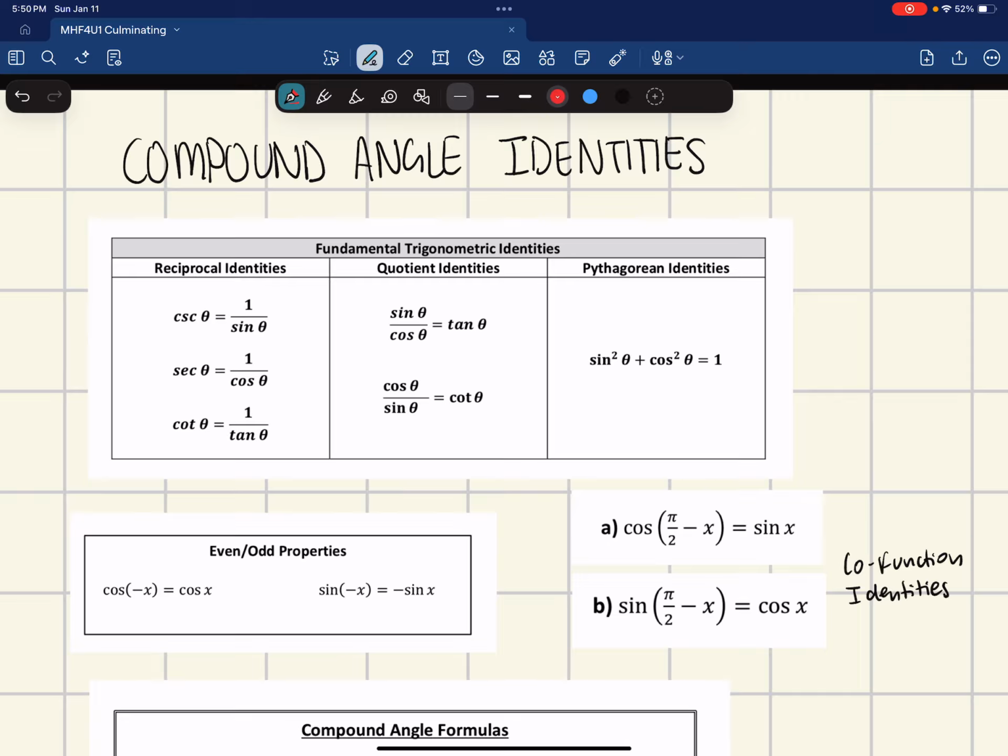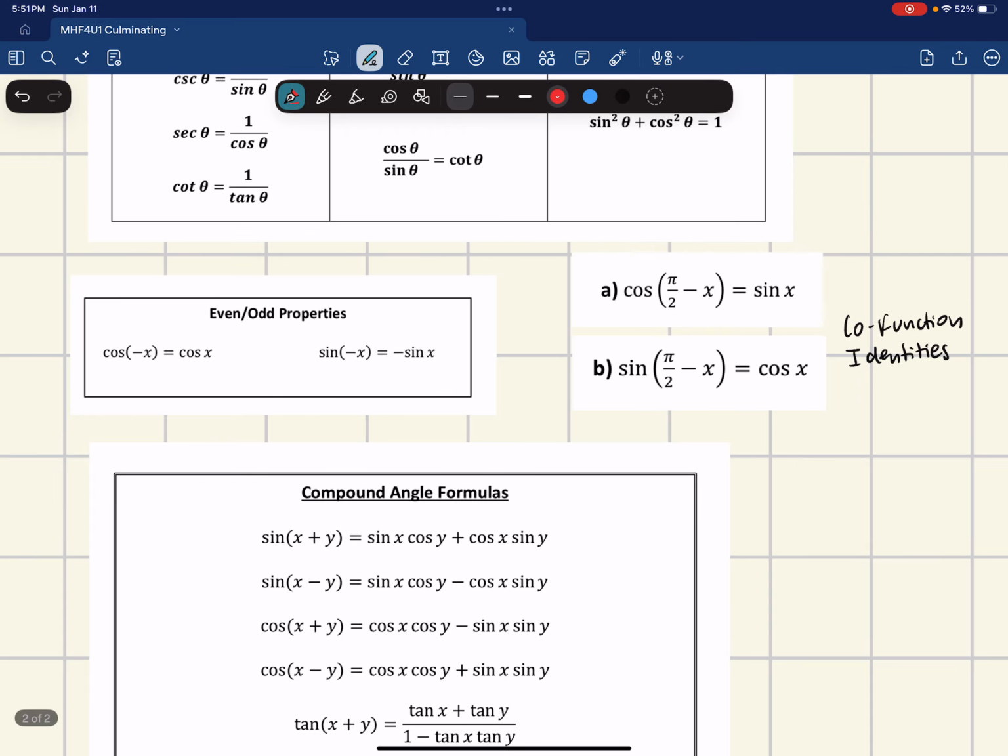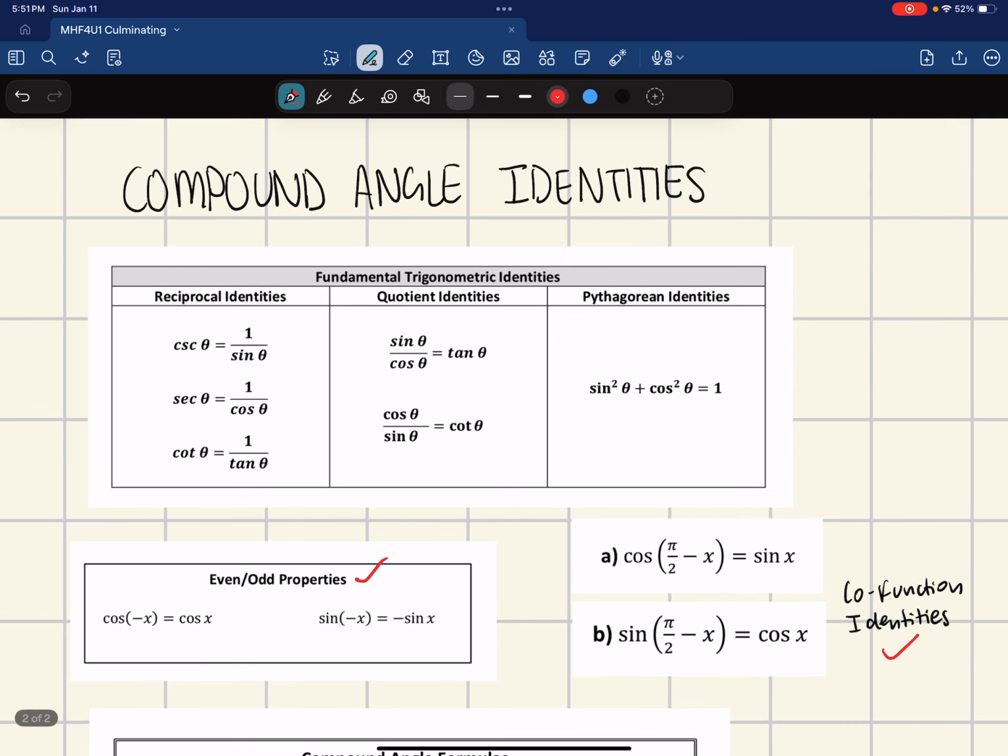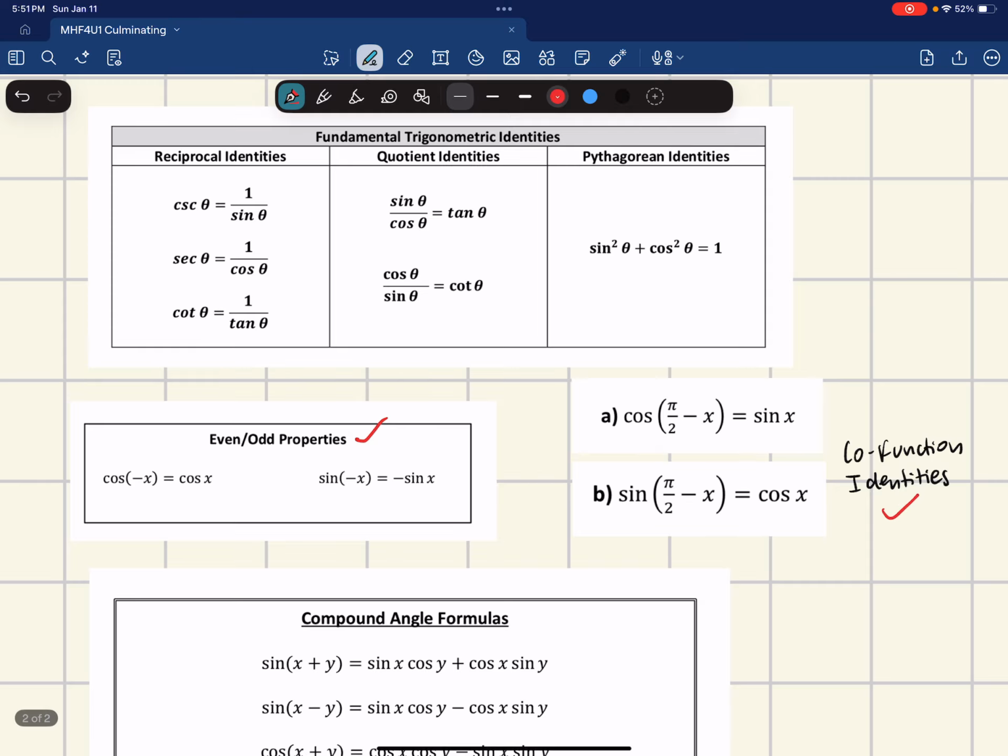Okay, so just a review from grade 11, because that's what I'm all about. In grade 11, we learned about 3 different kinds of trig identities: reciprocal, quotient, and Pythagorean. We also learned a little bit about even and odd properties. This is going to be super important in grade 12, particularly for compound angle formulas. Co-function identities are also important, except they're not that big of a deal, especially in compound angles. But the main thing we need to focus on is even and odd properties.